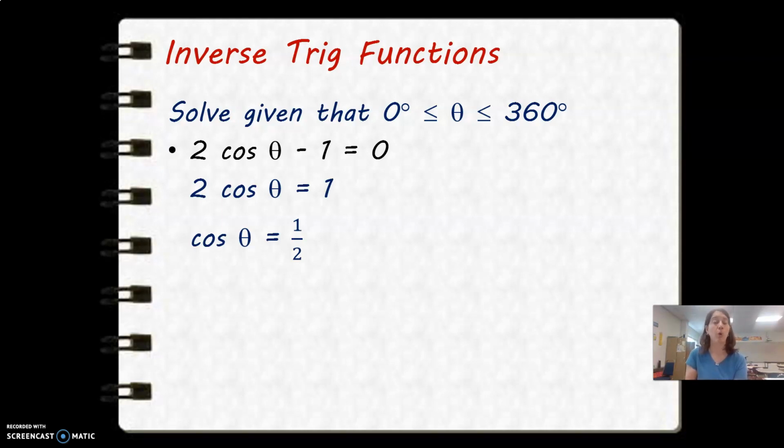So let's take a look at quadrant 1. Remember, cosine is the x. Which angle in quadrant number 1 has a cosine of 1/2? That would be our 60-degree angle. Which angle in quadrant number 4 has a cosine of 1/2? That would be our 300-degree angle. So I have two answers, 60 degrees and 300 degrees.